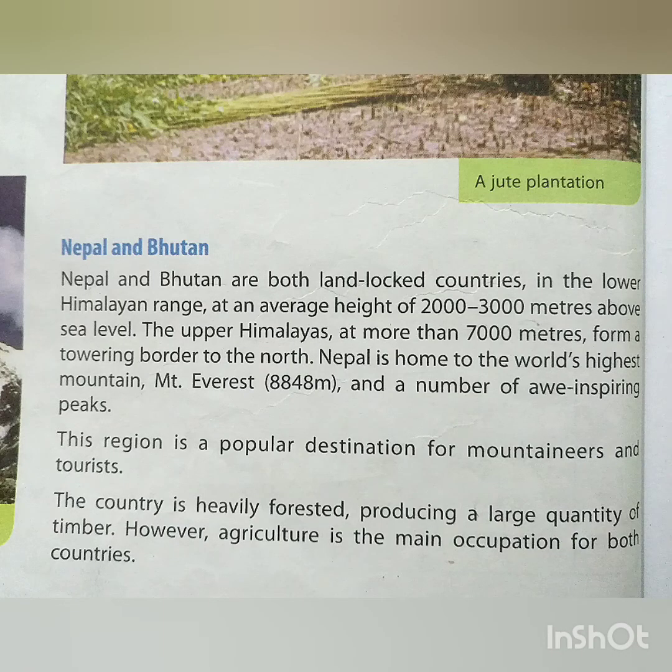Now, talking about Nepal and Bhutan, these two countries have a large quantity of timber, and the main occupation for both of these countries is agriculture. These countries have the Himalayan range at an average height of 2,000 to 3,000 meters above sea level. Nepal has the world's highest mountain, Mount Everest, and many other highest peaks. This is why it is a popular destination for mountaineers and tourists.